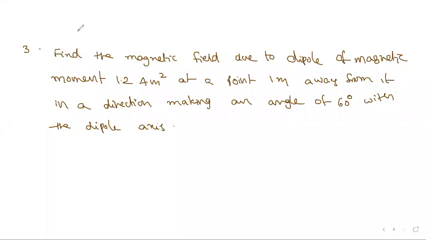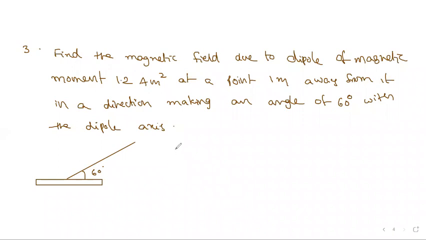See the question. Find the magnetic field due to a dipole of magnetic moment 1.2 ampere meter square at a point 1 meter away from it, in a direction making an angle of 60 degrees with the dipole axis. Okay, for example, if I consider any bar magnet like this, they're asking us to calculate at any point where this position vector makes a 60 degrees angle with the dipole axis. This is the angle, 60 degrees.